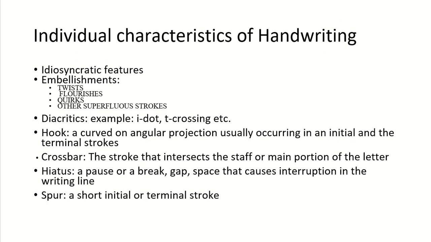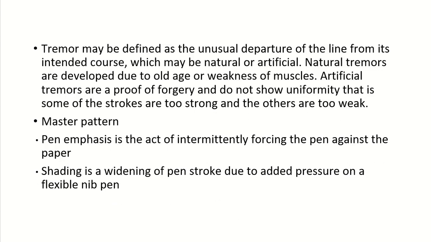The individual characteristics of handwriting: idiosyncratic features or the individual features, embellishments, the twist, the flourishness, quakes, etc. Diacritics, I dot, T crossing, hook, curved or angular projection, mostly found at initial and terminal strokes, crossbar, the stroke that intersects the main portion of the letter, hiatus, a pause or a gap, spur is a short initial or terminal stroke.